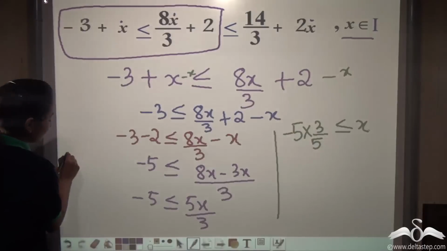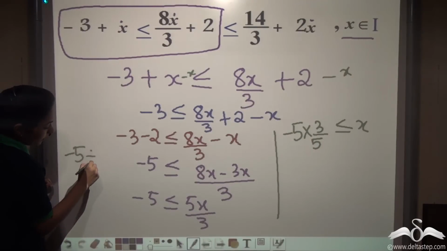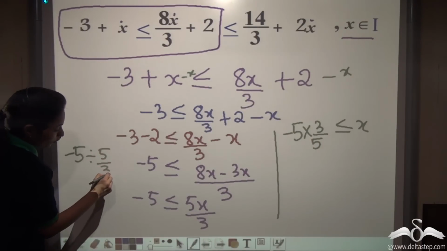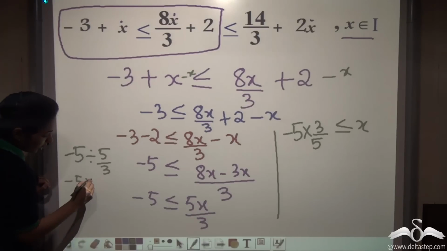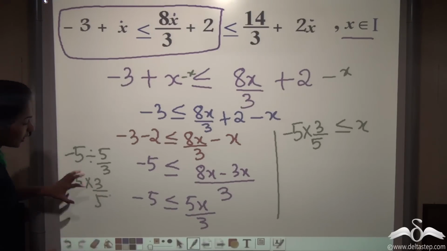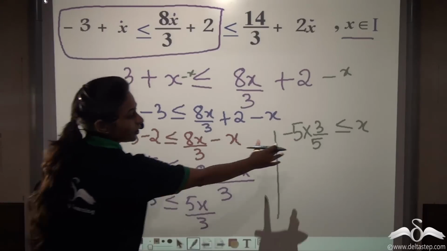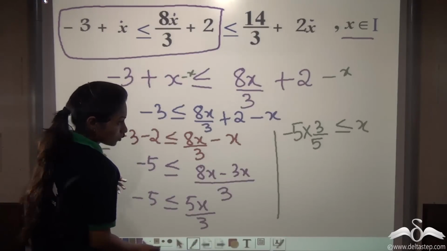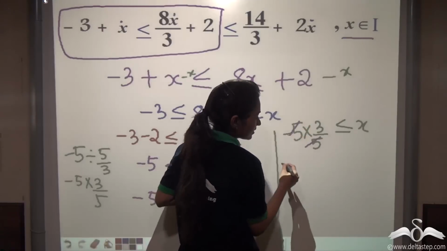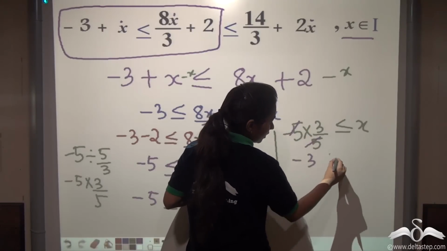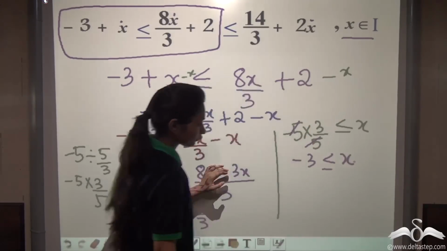And minus 5 divided by 5 by 3. What would it give you? Minus 5 into 3 by 5. See, instead of doing this whole step, we've just written it directly. So what will you get? 5 gets cancelled. You get minus 3 less than or equal to x.